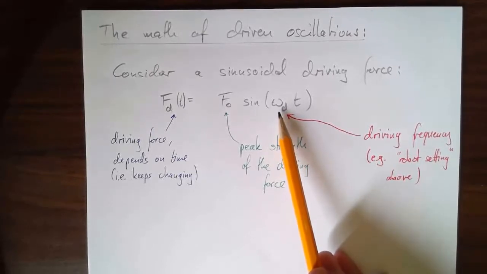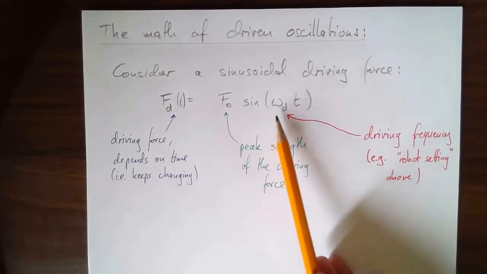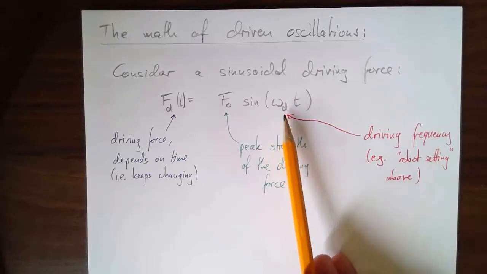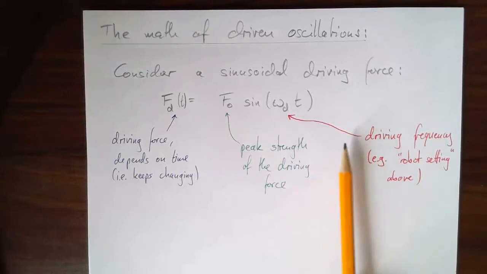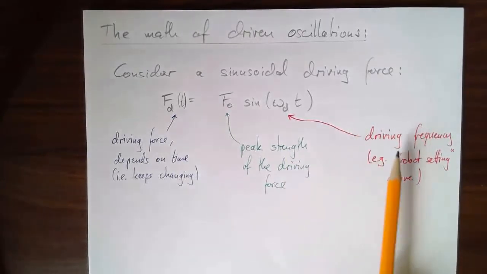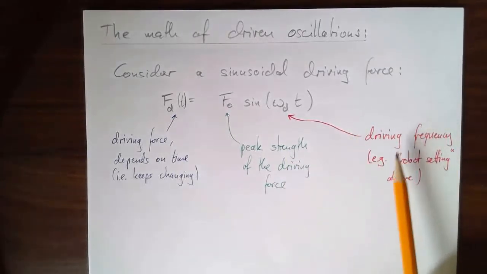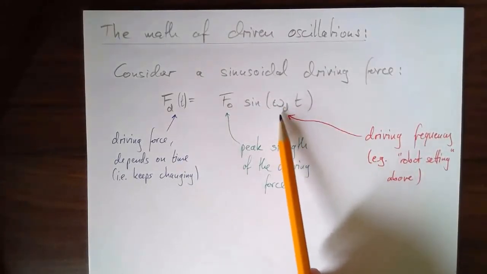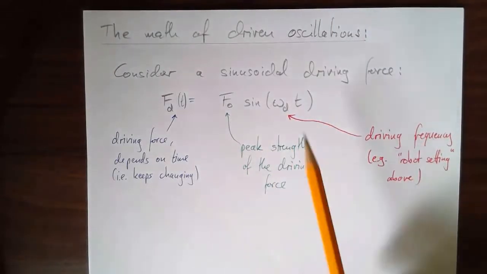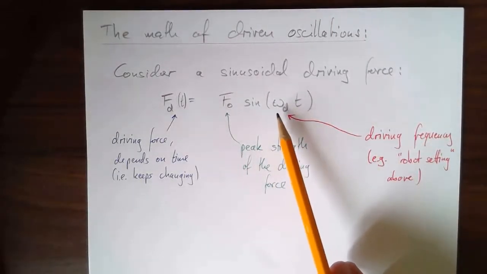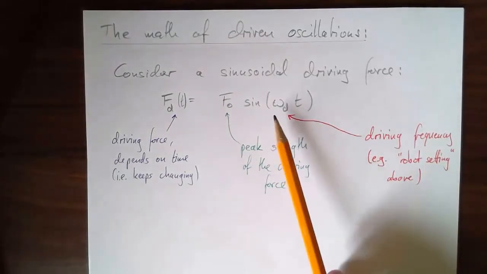So in the case of the robot pushing the child on the swing, this omega d is our robot setting, right? I set the robot to push the kid every 1.5 seconds. And you can figure out, if the driving period is 1.5 seconds, what the driving angular frequency omega d is. I call this the driving frequency, of course, but it is the angular frequency. This over 2 pi gives you the number of pushes per second.